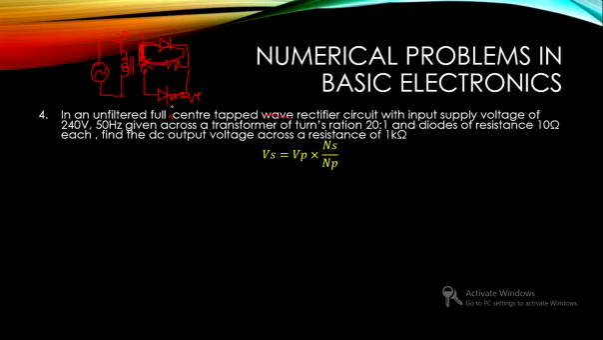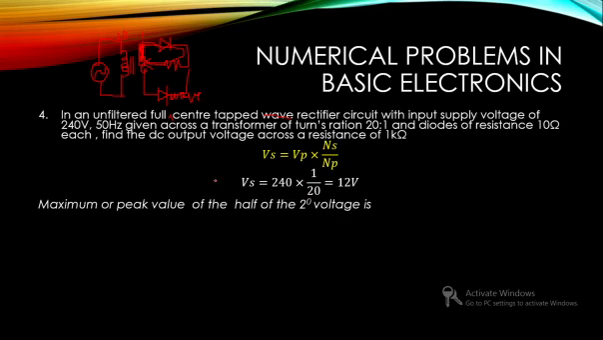So what is Vs? Again, we can use transformer ratio, that is primary voltage into Ns by Np. So it is the same, 240 into 1 by 20, which is equal to 12 volt. But here the peak value has to be considered only across half of the secondary. So the peak Vm is given by root 2 into Vs by 2. So substituting 12 by 2, 6 into root 2, it becomes 8.48 volt.